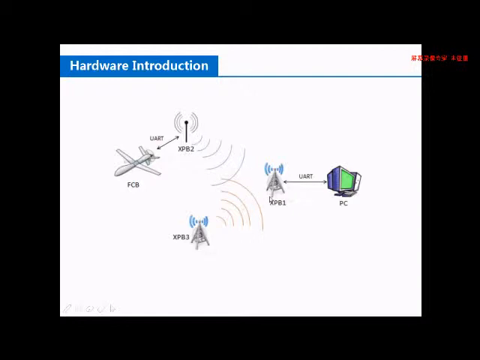XPB1 also communicates with a PC by UART interface. Okay, and XPB3 acts as another quadcopter to simulate the interference in reality. So at the same time, there are 2 XPBs communicating with the XPB1.